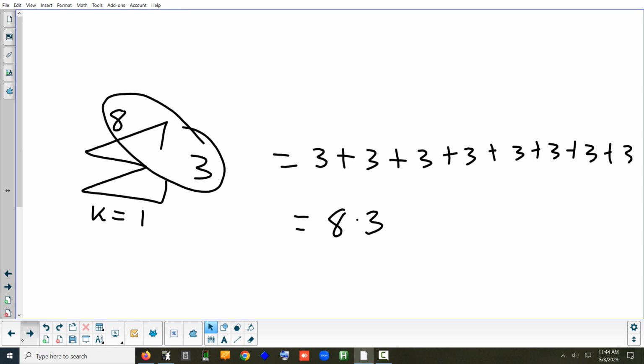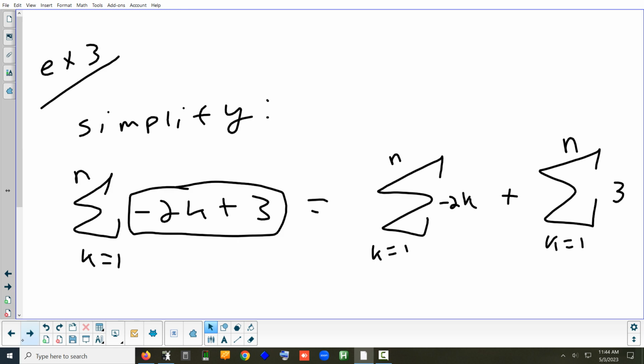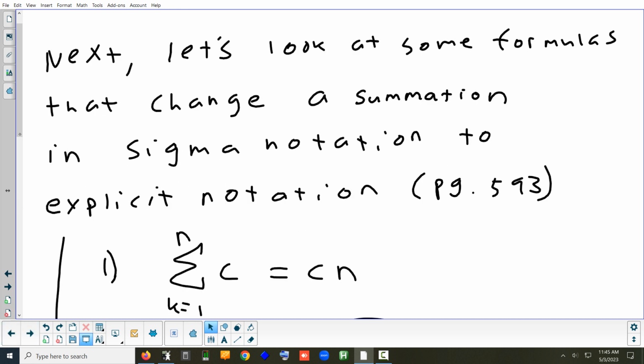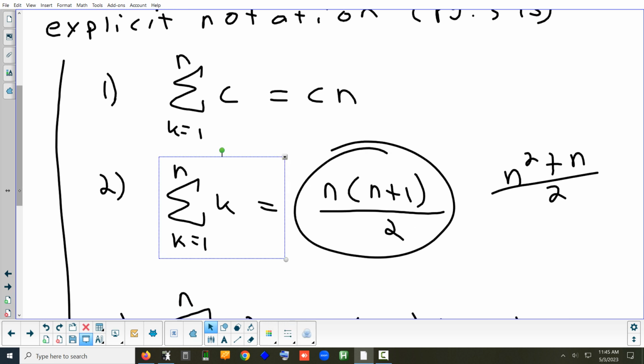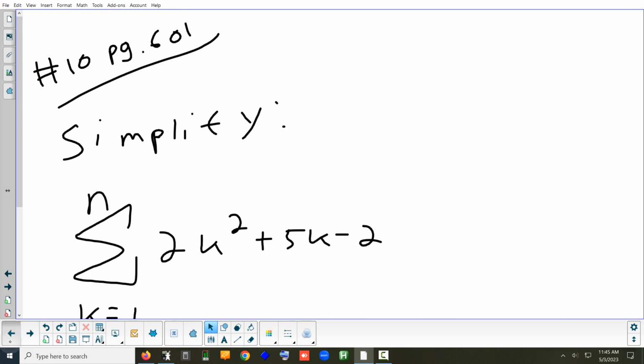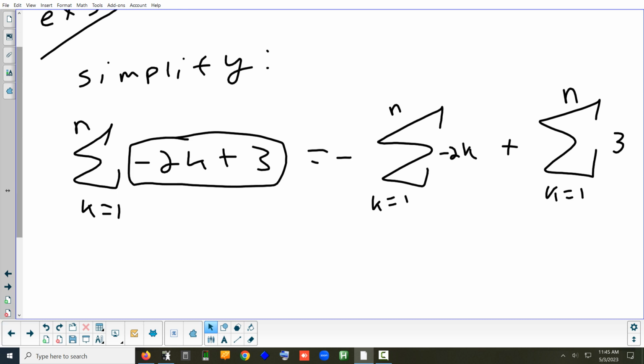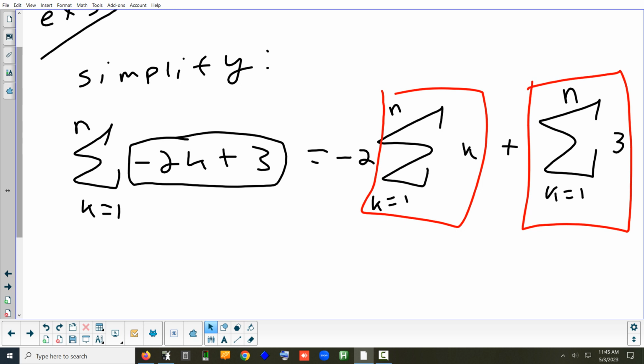Now I'd like to do something else at the same time. This second one is fine. This is one of our formulas: you're adding up the number 3 this many times. We can work with that. But this one has a k, and we don't have a formula that has a -2 with a k. Would we pull the -2 outside the sigma? Yeah. So what we really want to do is put that -2 in front. Now we have something we can look for on our formula sheet, and something else we can look for. We're going to substitute for those two red boxes.